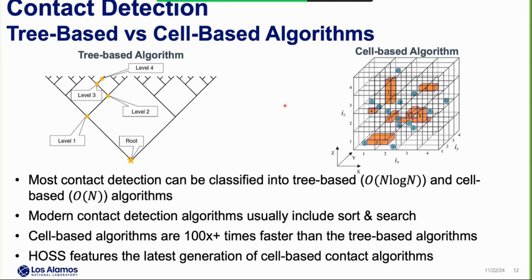And a study has already shown that the cell-based algorithms is much faster than the tree-based algorithms. Usually, they can be more than 100 times faster than the tree-based algorithms. And HOSS features the latest generation of cell-based contact algorithms.